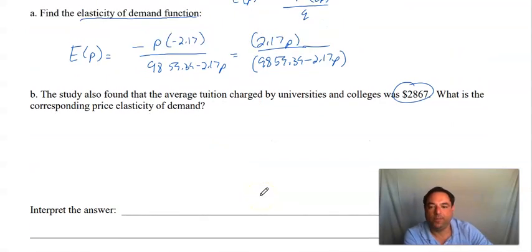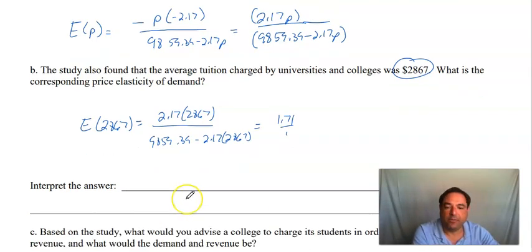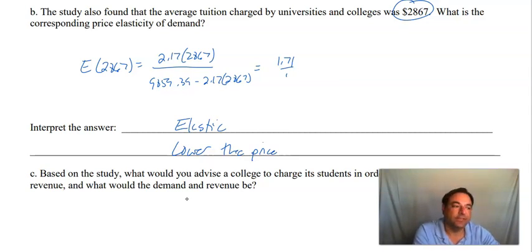So let me show all my work. If I put the elasticity at 2867, 2.17 times 2867 over 9859.39 minus 2.17 times 2867, that gives you 1.71, or 1.71 over 1. Now, notice that E is greater than 1, so what are we learning? That it is elastic. The price is elastic at that point, and your advice would be to lower the price, lower that tuition.